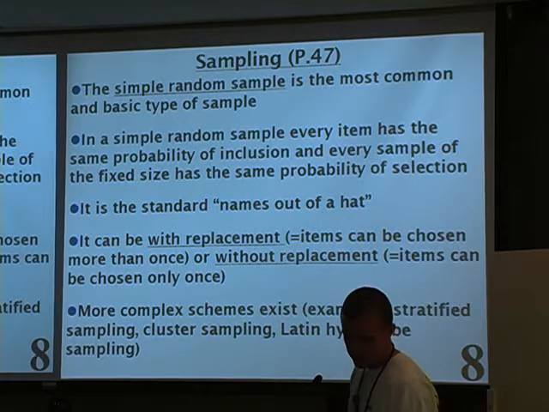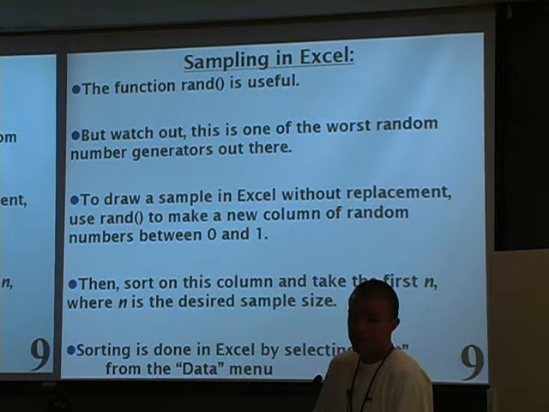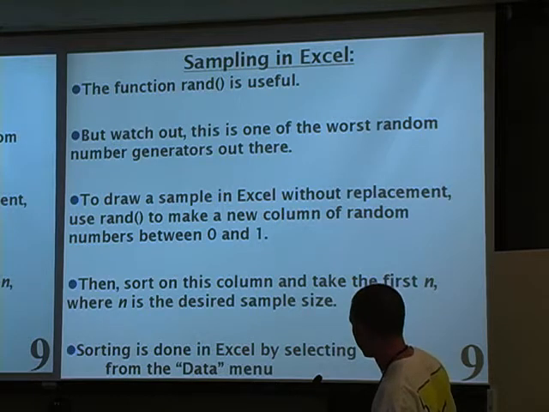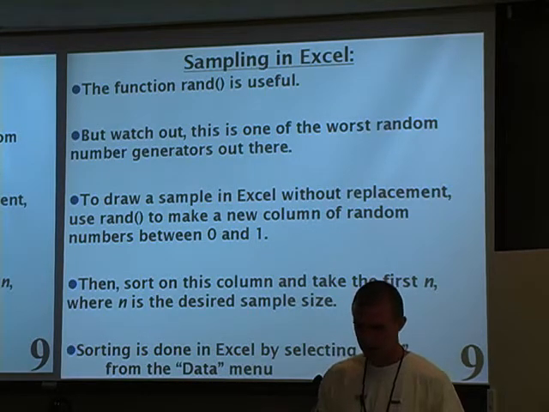And then there are more complex schemes. And I think last time I showed you in Excel how to draw a simple random sample. Basically, all you need is a pseudo-random number generator and you're in business. And there's one of those in Excel, which is the rand function. You can use that. By default, it draws numbers uniformly between 0 and 1. And then you could sort on that, and that would give you a random sample without replacement.